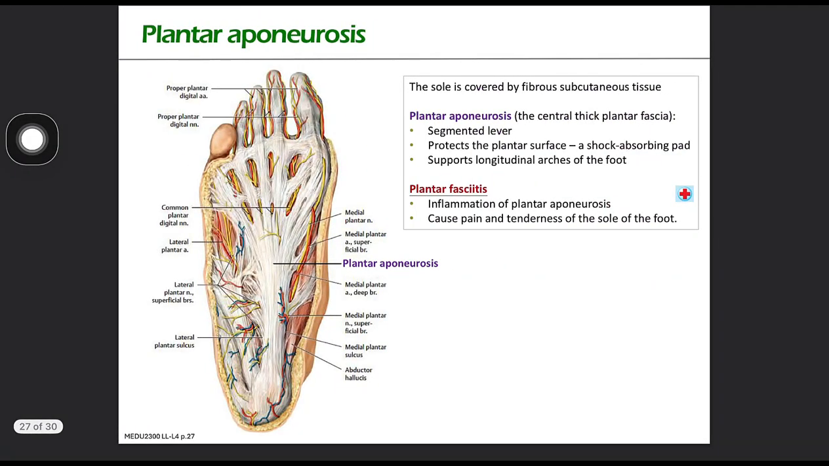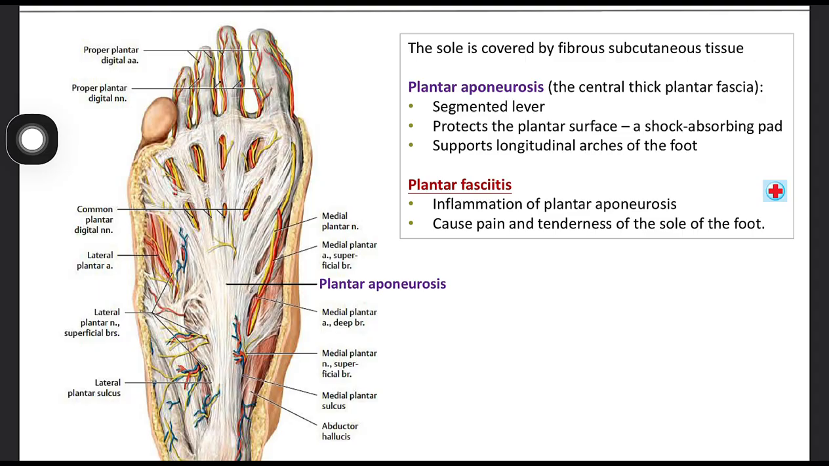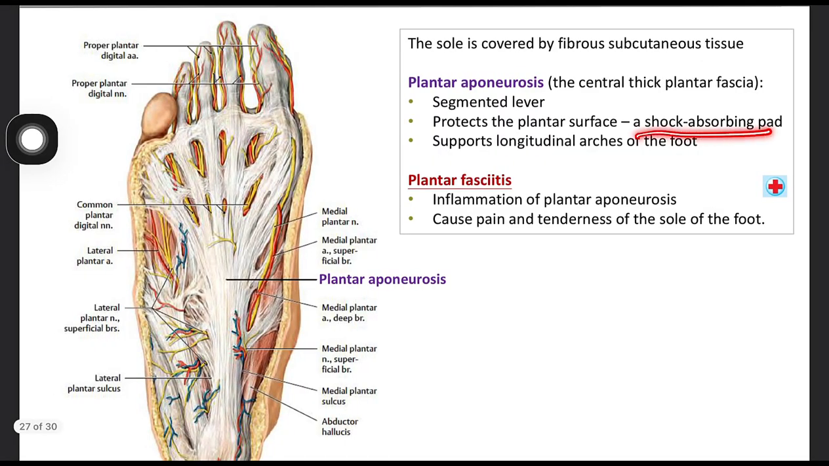So this one, the palmaris longus. Here we have the palmar aponeurosis. So yesterday we had the palmar aponeurosis, here the plantar aponeurosis. Very similar. Okay. So the sole is covered by the fibrous subcutaneous tissues, which is called the plantar aponeurosis, right? A central thickened plantar fascia. It protects the plantar surface as a shock absorbing pad. So that's why there is quite a lot of fat.